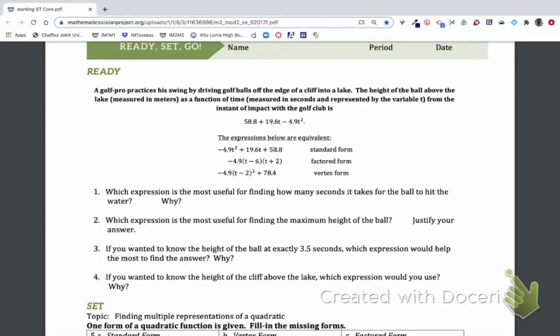For lesson 2.10, Ready, Set, Go. The ready portion is looking at a function where we have a falling object. It rises and then it falls. So we have this set up and we have the three different forms which we can use.